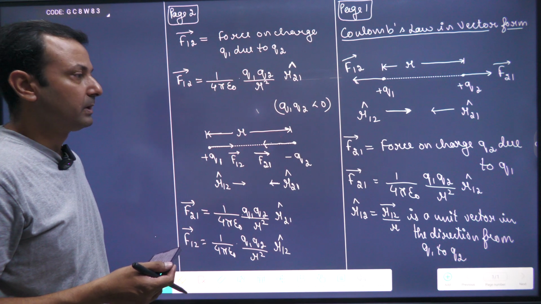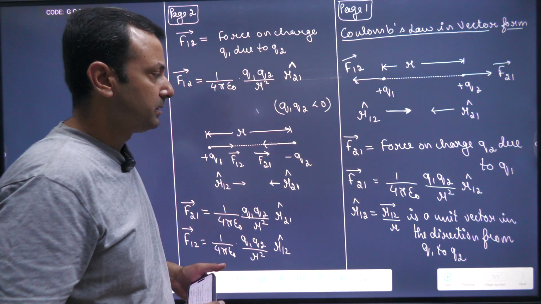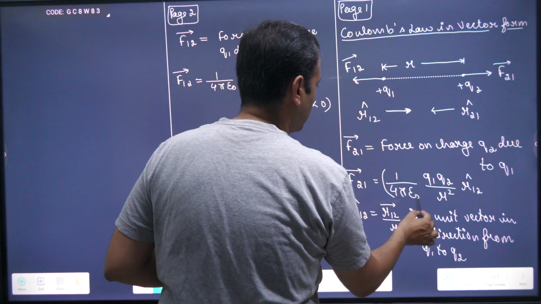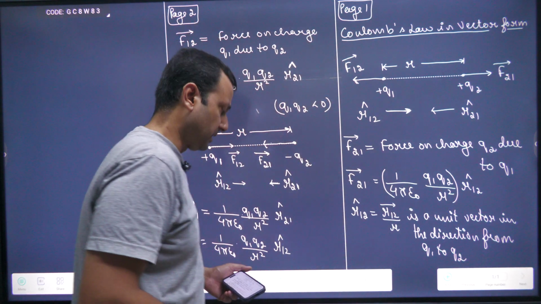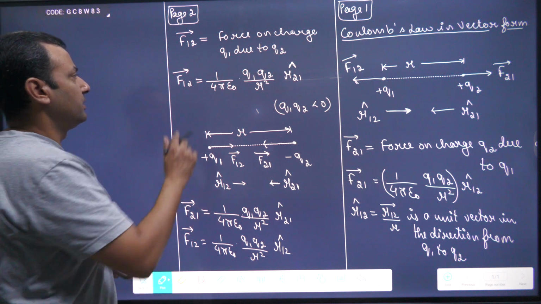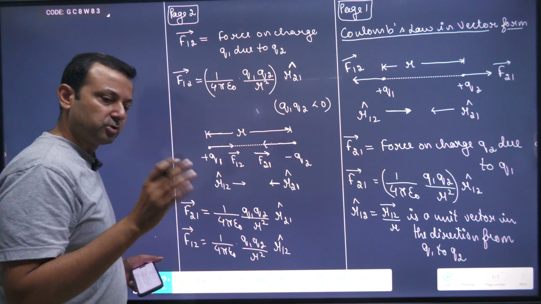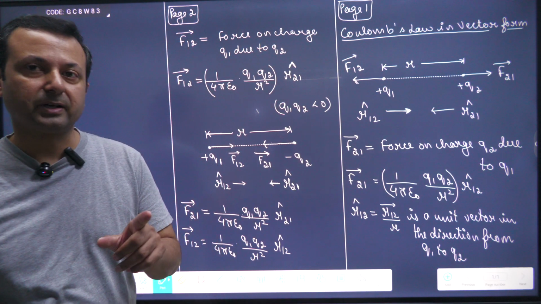So what we are seeing here is, if we are talking about similar charges also, what is the magnitude? The magnitude of the F21 vector is 1 upon 4 pi epsilon naught q1 q2 upon r square. What is the magnitude of the F12 vector? It is 1 upon 4 pi epsilon naught q1 q2 upon r square. So the magnitude, the value of the force, is the same, but the direction is not the same.